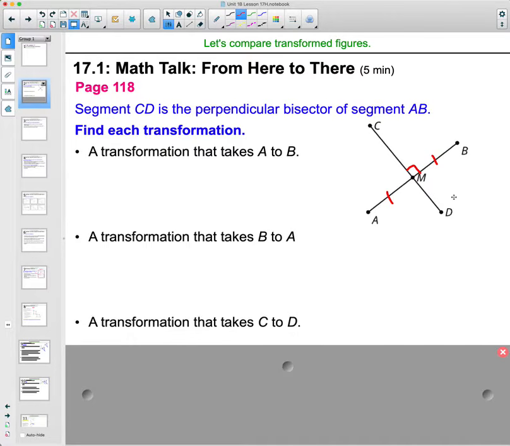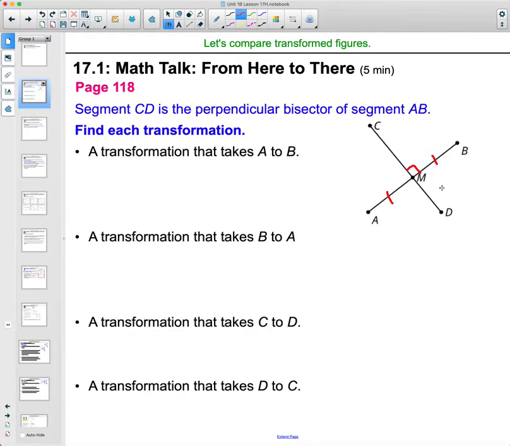A transformation that takes C to D. Now we can't reflect over AB because these two pieces, CM and MD, aren't the same. Since M is not in the middle there, we won't be able to just reflect or even rotate around point M. We would need to find the midpoint of CD to do that. So I would say the only one you can do here is translate C to D. And then same for D to C, we would just be able to translate it, unless you found the perpendicular bisector of CD.